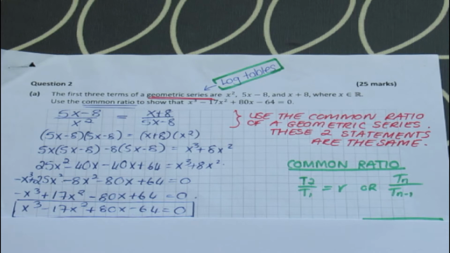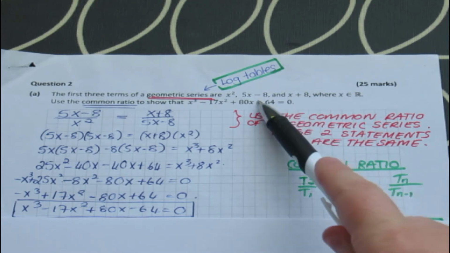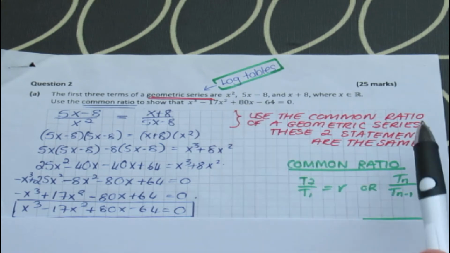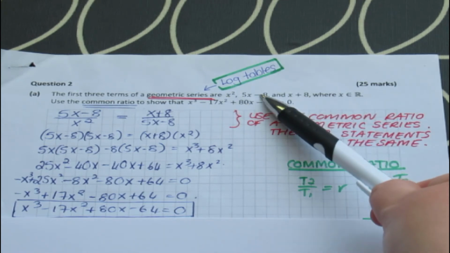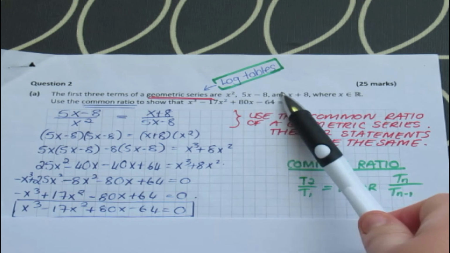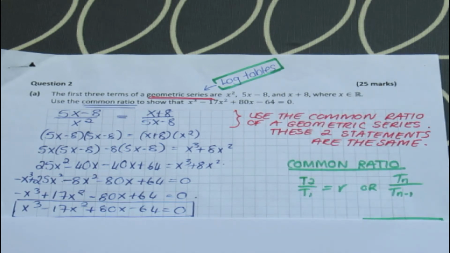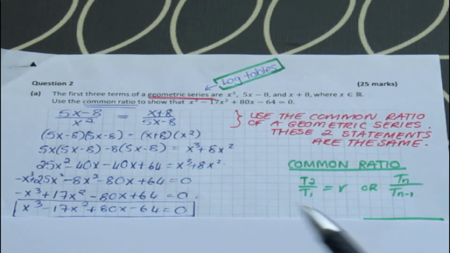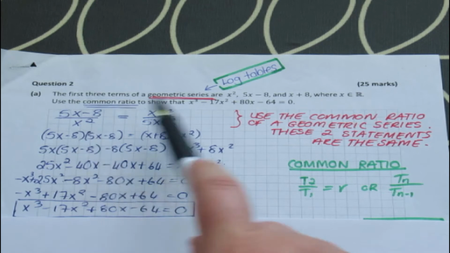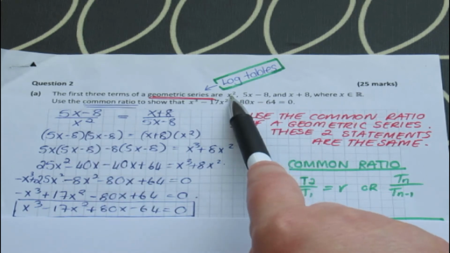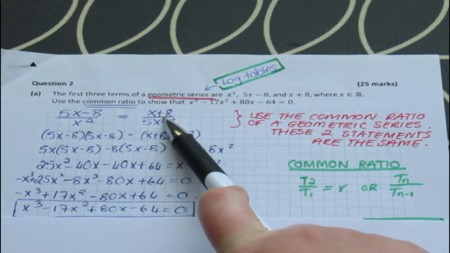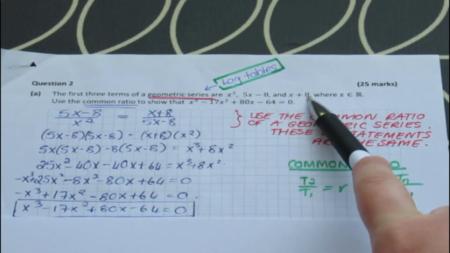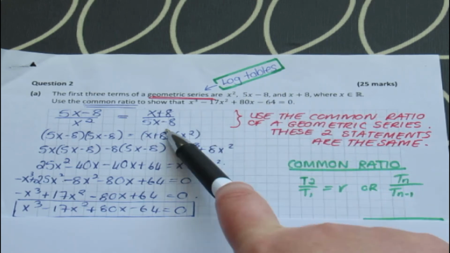I can do the calculation for common ratio two ways here. I can get T2 over T1 or T3 over T2. What you need to see here is that you have x's, you have variables, you need to create an equation, and they want that equation to be this one here. So what I've done is I've created the common ratio using T2 over T1. Then I've also created another version of the common ratio, T3 over T2, and I've written it here.